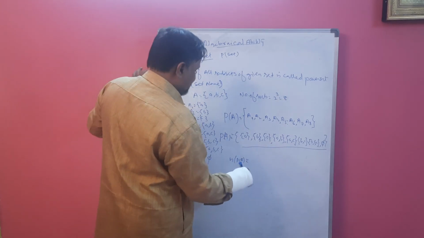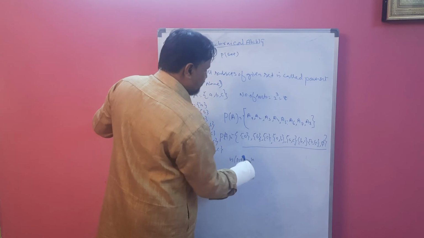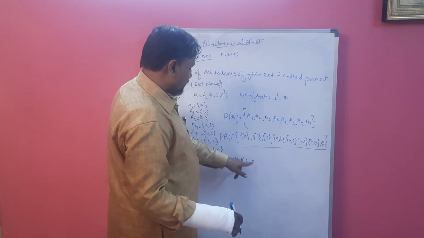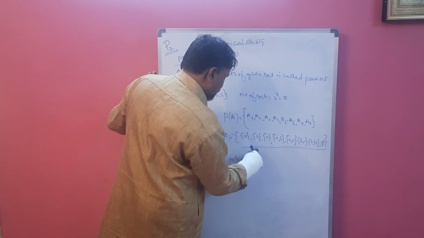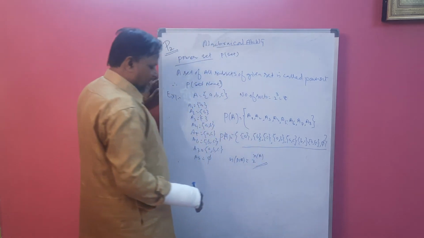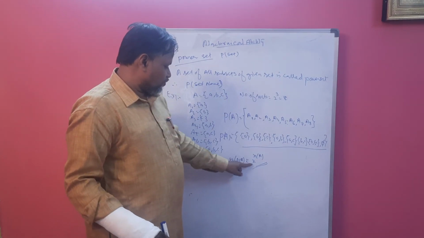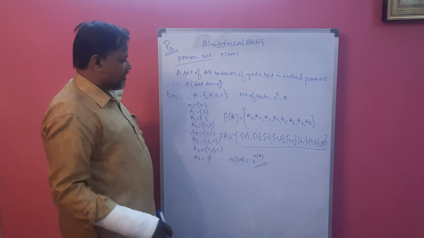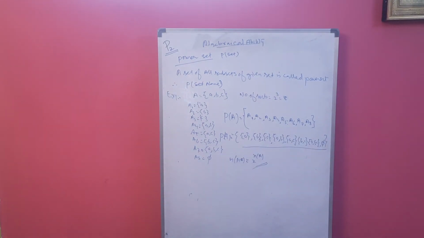Now what is the value of this? n of P of A, or we can write the total subsets of A, is 2 to the power of n of A. This is the number of elements present in a power set: 2 to the power of n of A. Very important property.